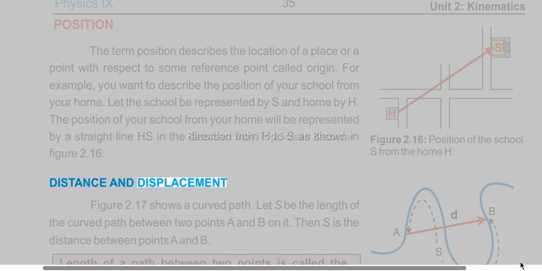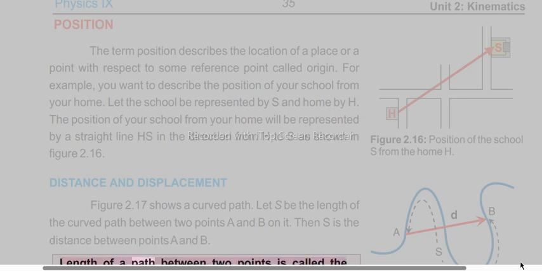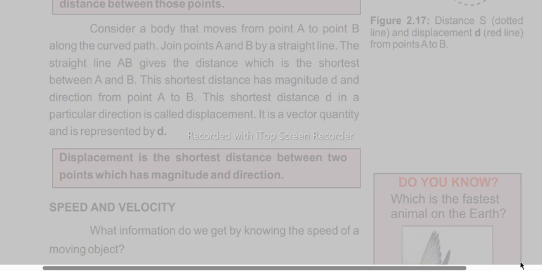Distance and displacement. Figure 2.17 shows a curved path. Let S be the length of the curved path between two points A and B on it. Then S is the distance between points A and B. Length of a path between two points is called the distance between those points.